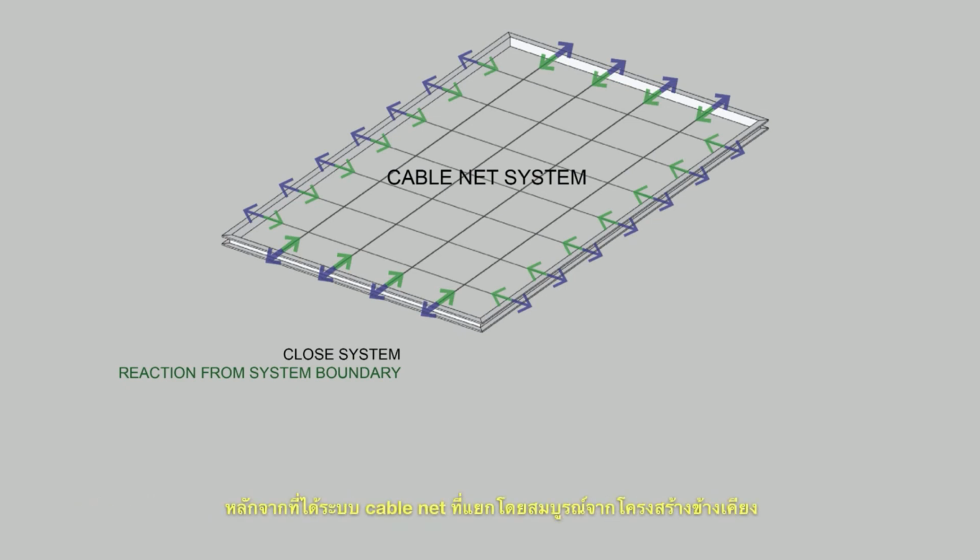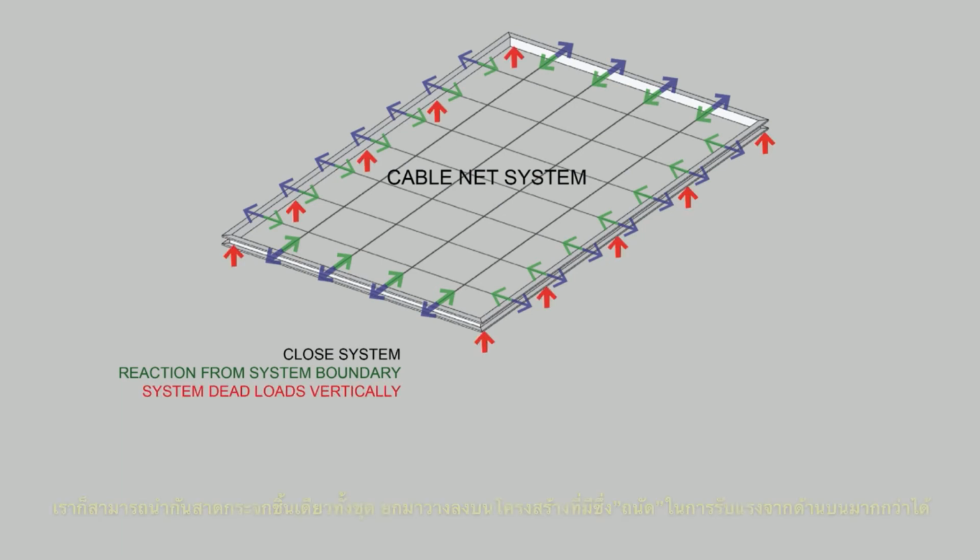Once we have this cable net as a separated system, we can lay this whole piece of structure on the building and the standalone wall and let them take care of the cable net system vertically.